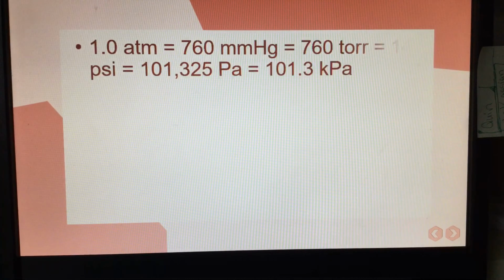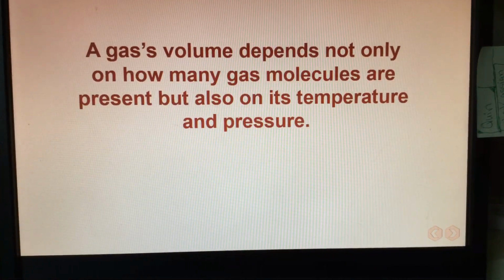So what are the conversions? One atmosphere is equal to 760 millimeters of mercury, or 760 torr. It's equal to 14.7 psi, which rounds to about 15 pounds per square inch. Think of the pressure on your hand. It equals 101,325 pascals, or the standard unit in physics would be 101.3 kilopascals.